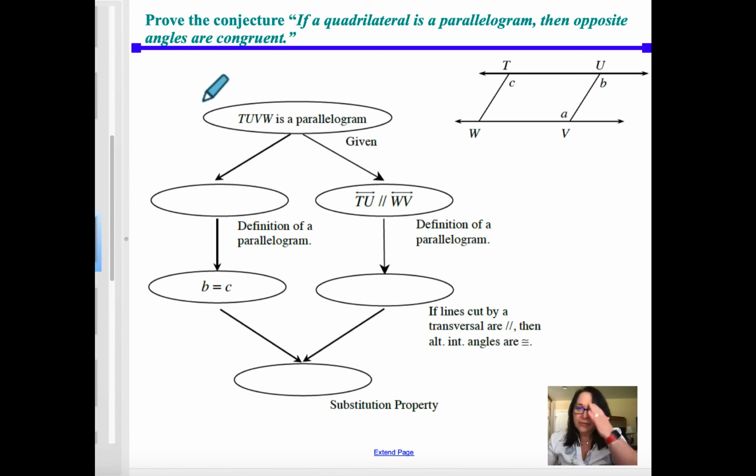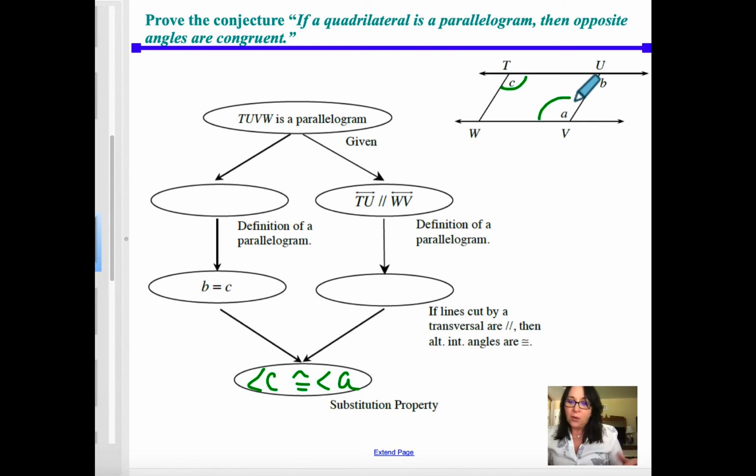We are trying to prove this, which says if a quadrilateral is a parallelogram, then the opposite angles are congruent, which means that we're trying to prove that angle C is congruent to angle A. That's what we're trying to work out. So we do know that TUVW is a parallelogram. Given that it's a parallelogram, if it's a parallelogram, opposite angles are congruent. We know that opposite sides are congruent. We know several different things.